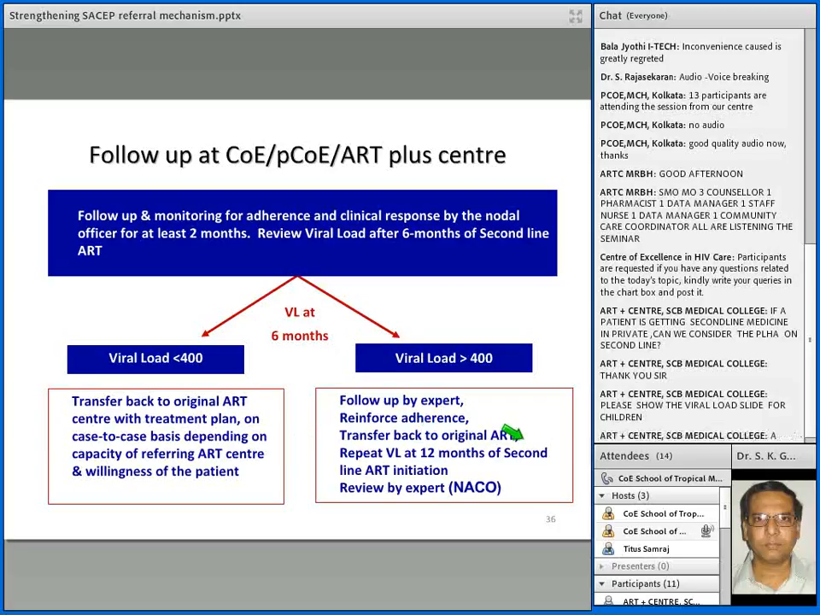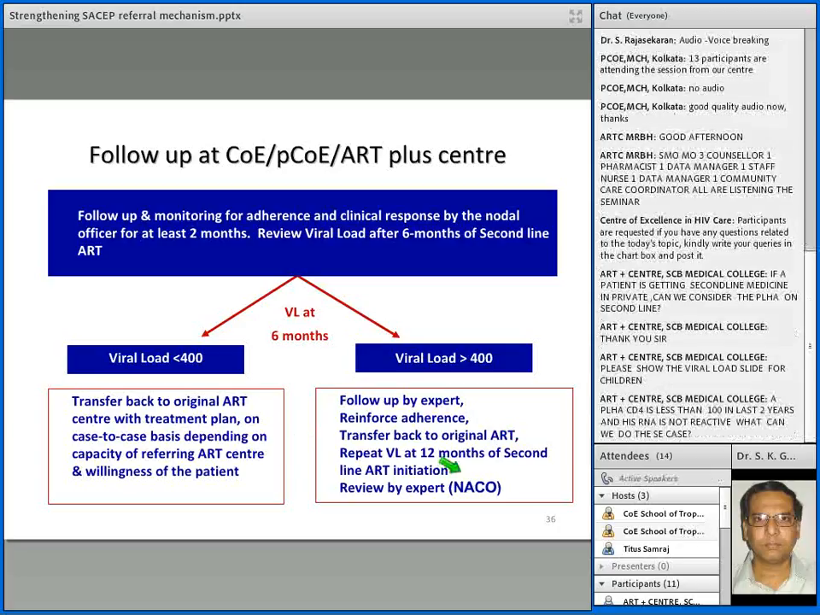Now here is another question from SCB Medical College. It says that the PLHA CD4 is less than 100 in last 2 years and his RNA is not reactive. What can we do for these cases? Actually, what I would suggest is that these are typically cases of immunologic non-responders. In fact, it is seen that in any program 15 to 20% of patients will come into this category where there will be immunologic failure but there will be virologic suppression.